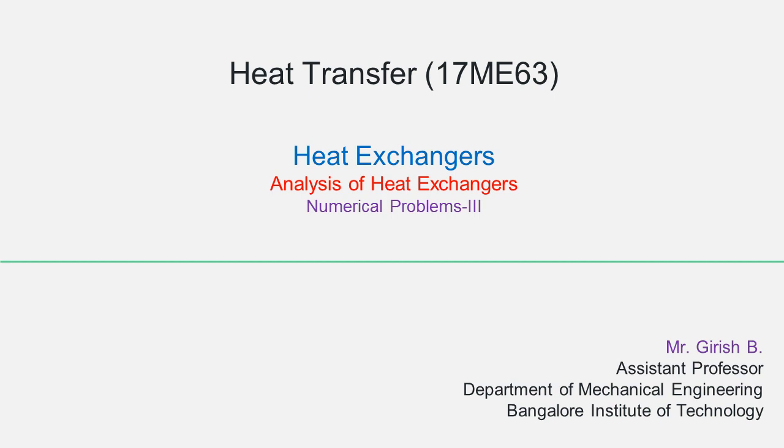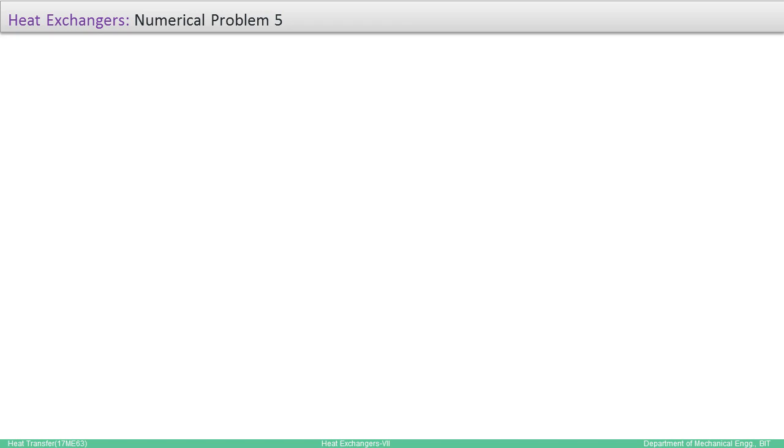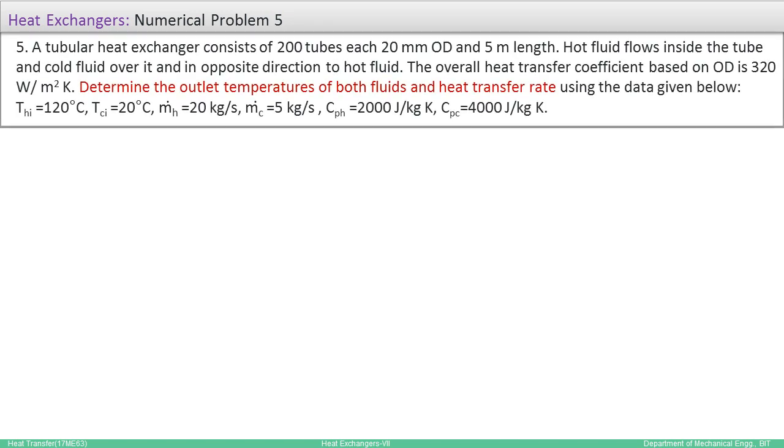Dear students, this video is an extension to the previous two videos on numerical problems on analysis of heat exchangers. A tubular heat exchanger consists of 200 tubes, each 20 millimeter outside diameter and 5 meter length.